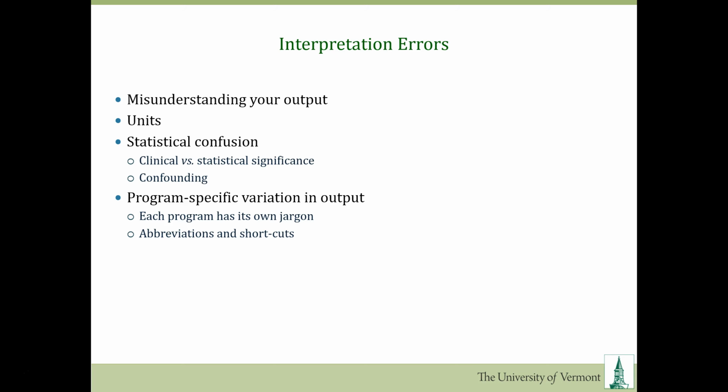Interpretation errors are going to happen after your analysis has run, and they're basically problems in misunderstanding your output. For instance, not understanding what the units of measurement were. Again, inches and meters will give you different results. Then there's statistical confusion. Clinical versus statistical significance is a well-known problem. A good understanding of confounding is very important for interpreting almost every kind of statistical work you get.